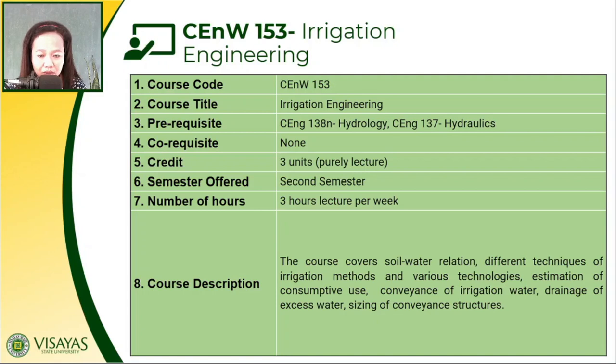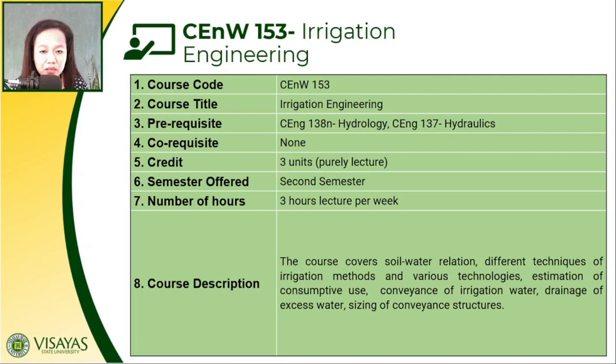There is no corequisite course for this one. Purely lecture of 3 credit units. And this is now offered in the second semester of the academic year 2021-2022. So the course covers soil-water relation, different techniques of irrigation methods and various technologies, estimation of consumptive use, conveyance of irrigation water, drainage of excess water, and sizing of conveyance structures.